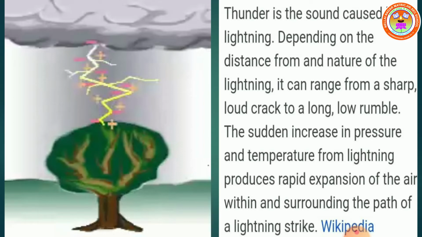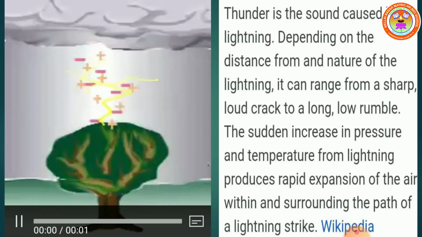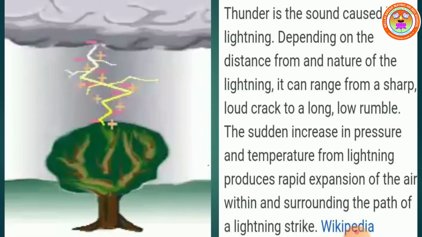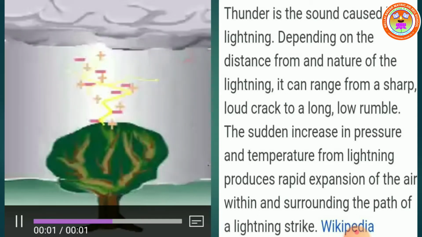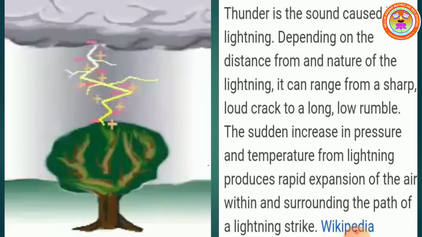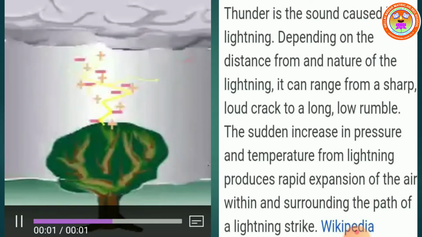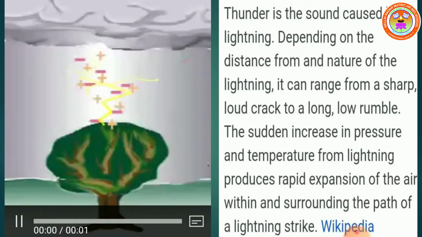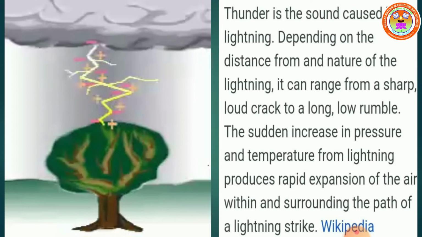What is thunder? Thunder is the sound caused by lightning. Depending on the distance and nature of the lightning, it can range from a short, loud crack to a long, loud rumble. The sudden increase in pressure and temperature from lightning produces rapid expansion of the air within and surrounding the path of the lightning strike.